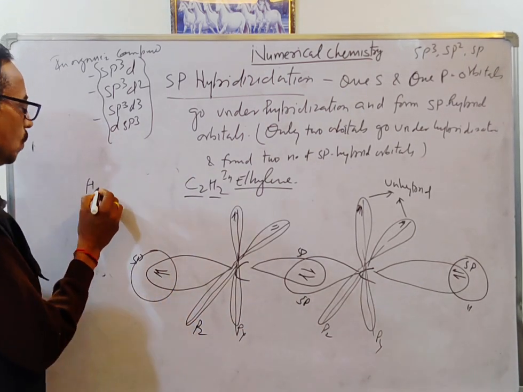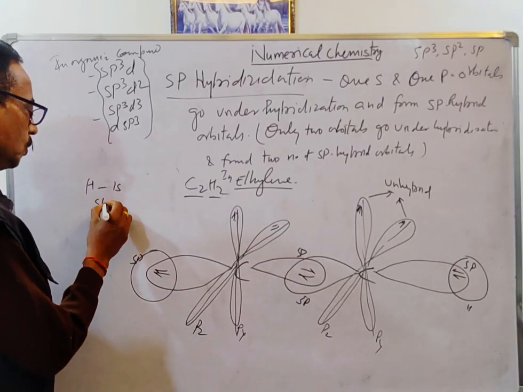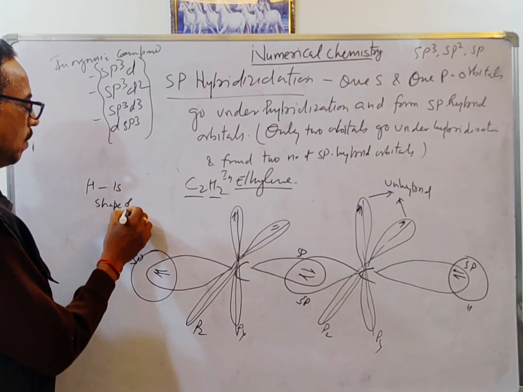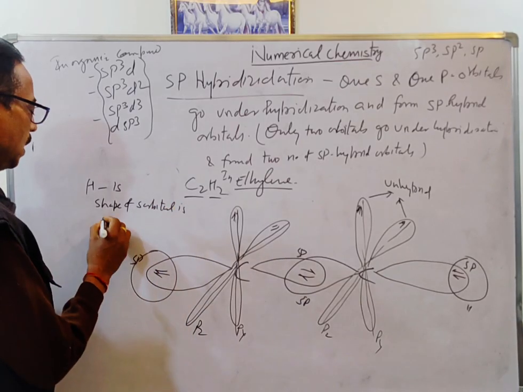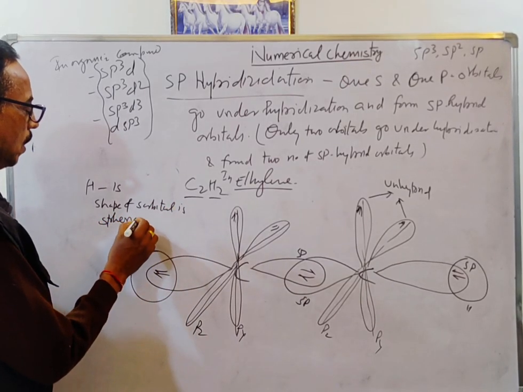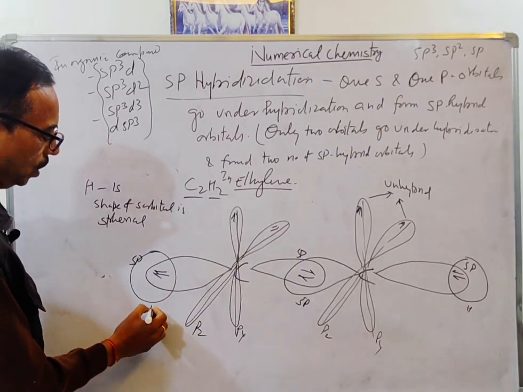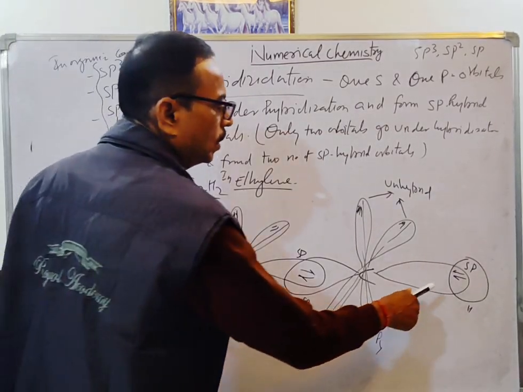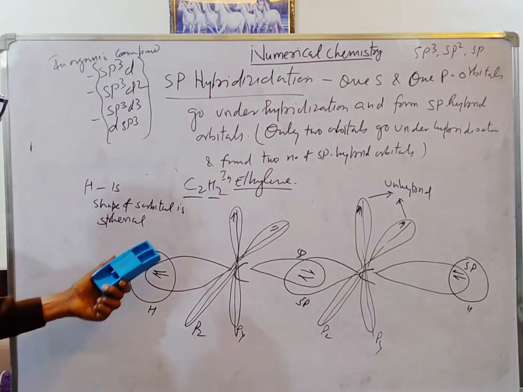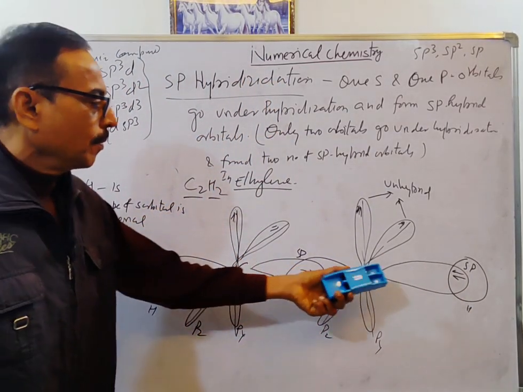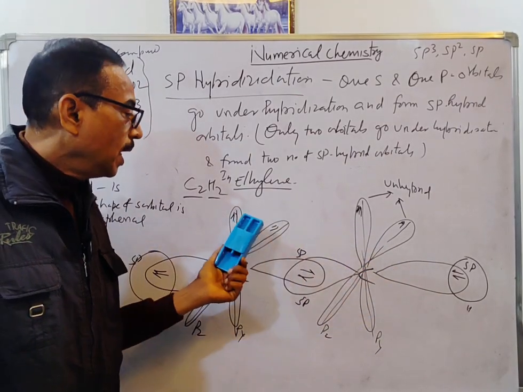Since hydrogen has one s electron, and you have studied in organic that the shape of the s orbital is spherical, hydrogen only has a spherical 1s orbital. Now the C2H4 bonding is completed, but these two carbons have unhybrid orbitals.